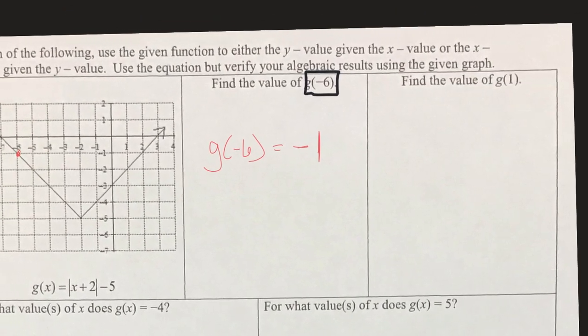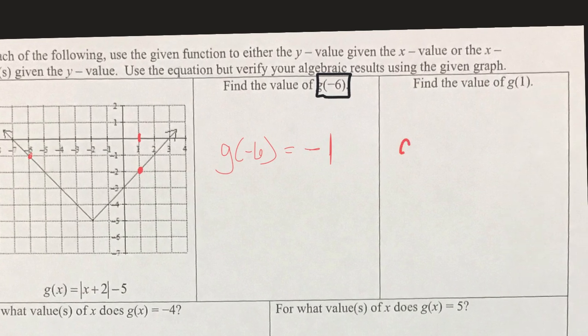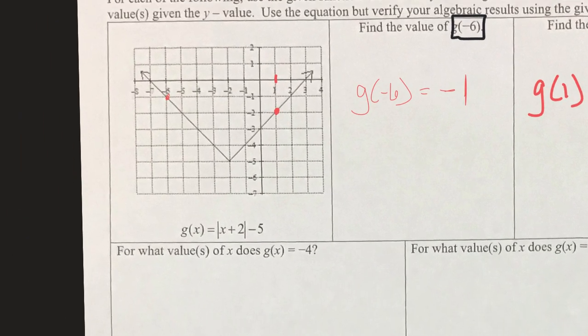Okay, find the value of g of 1. So g of 1 is over here. There's your x value of 1. It looks like g of positive 1 equals negative 2. That's the y value. The y value is negative 2 when x is positive 1.